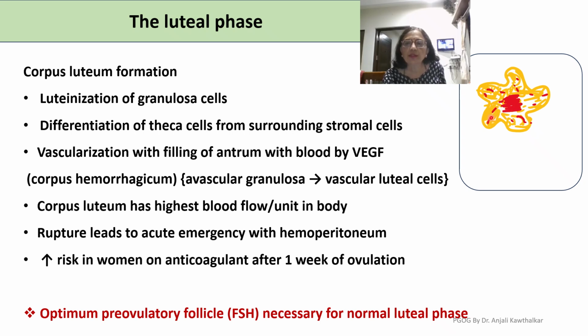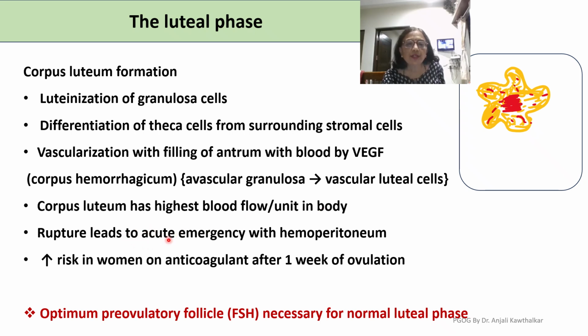Some of the textbooks mention this stage of corpus luteal development as development of corpus hemorrhagicum. Avascular granulosa is getting converted into vascular luteal cells by the development of blood vessels. Vascularization takes place. Small blood vessels are there, and ultimately the blood is getting collected in this antrum also. Corpus luteum has the highest blood flow per unit of any tissue in the body. So this is the peculiarity of the corpus luteum. Remember that it is so rich in vascularity and has the highest blood flow per unit in the body.